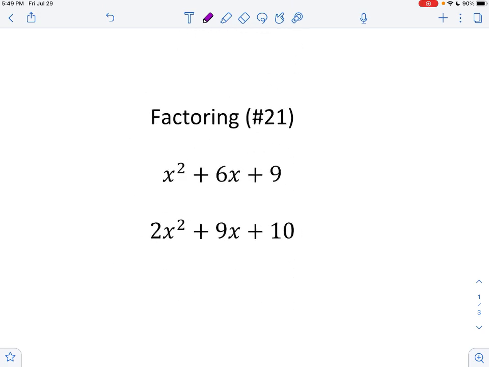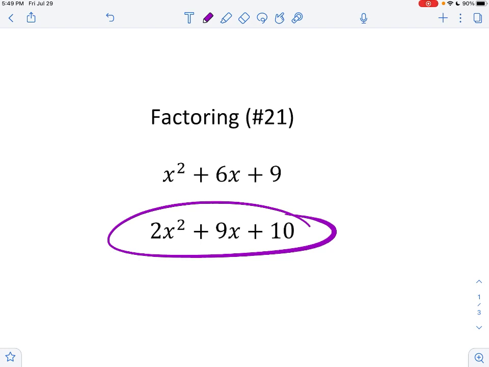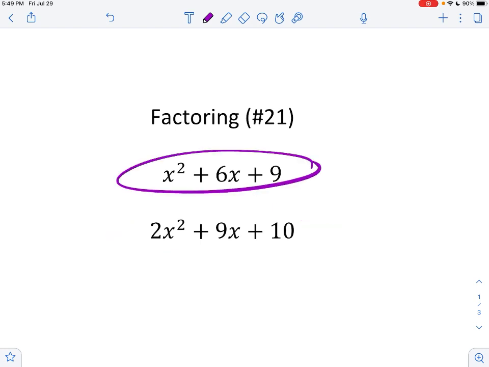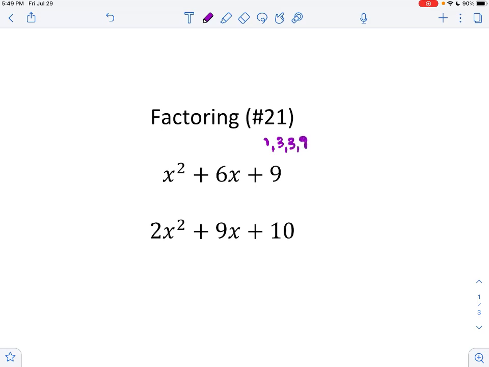So how do you factor an equation like this, or one that's a little harder like this? For an easier one like this, when you factor, you look at factors of this last number, the number without the x. So list out the factors: 1, 3, 9. The pairs are 1 and 9, 3 and 3, okay?